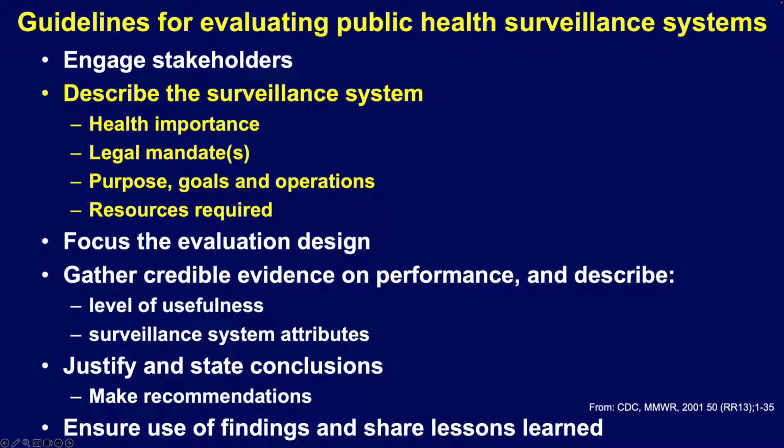Next, you'll want to spend some time describing the surveillance system as it is in its current form. And that includes some of the related things listed here that may have changed since the surveillance system was established. These include the health importance of the disease or the condition or the health-related event that's under surveillance, the legal mandates for surveillance, the purpose, goals, and operations of the system, and the resources required to run it.